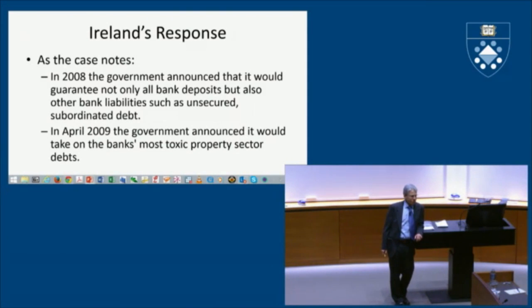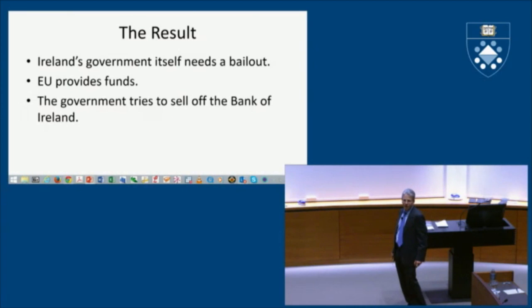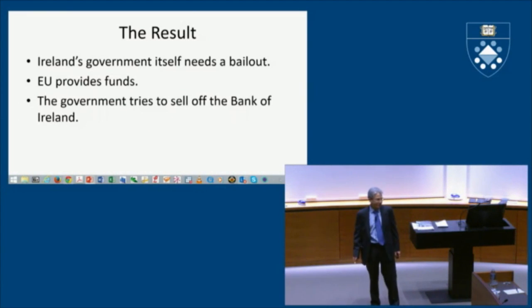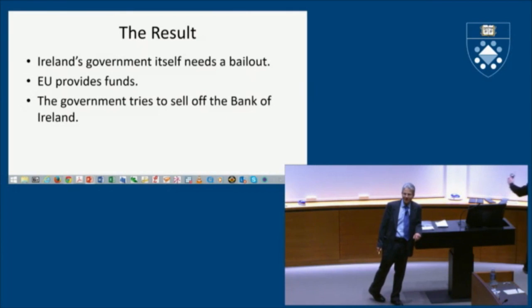Now, this was not cheap. If you take a look at the cost per capita, so Ciarán gave the total cost, but Ireland's a small country in terms of population. The cost per capita was 24,000 euros, or about $35,000 per person. So a family of four was on the hook for 140 grand US. That is a lot of money. That meant the Irish government, because it doesn't have $140,000 per family, itself needs a bailout at this point.